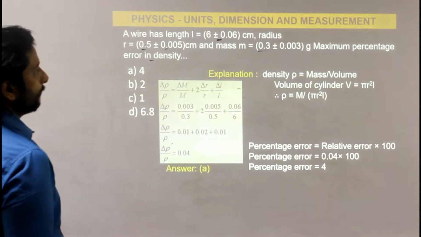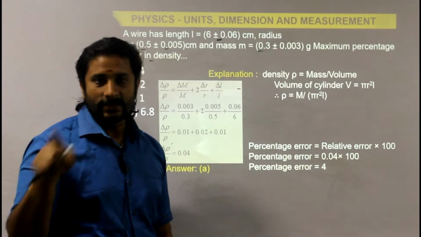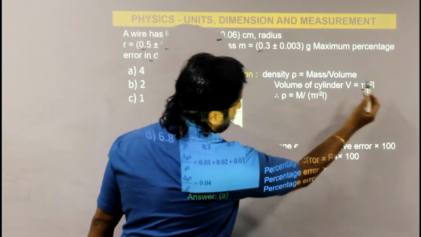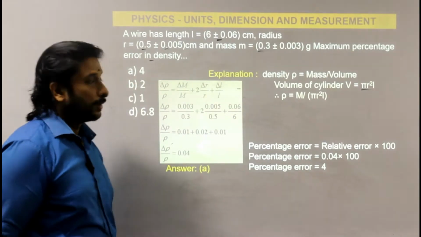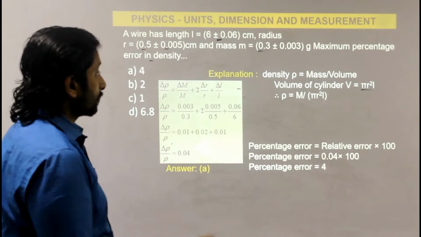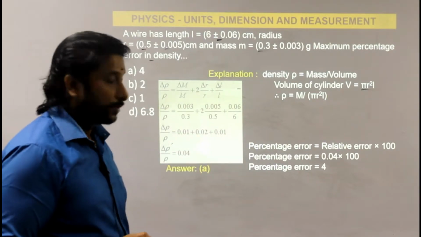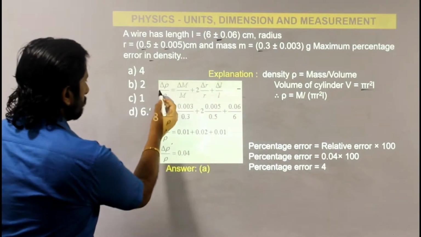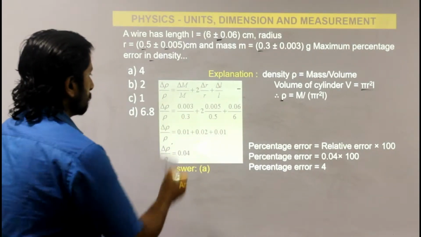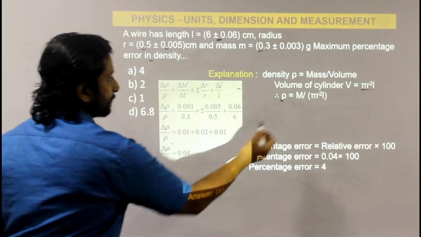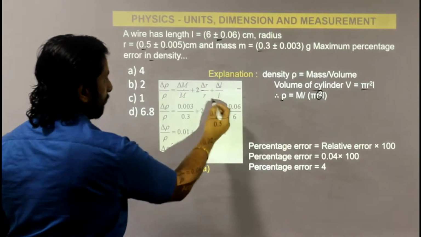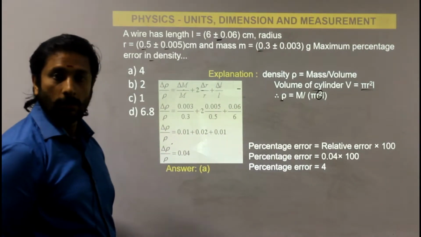Obviously, density is equal to mass divided by volume. Since it's a wire, the volume of the cylinder is pi r square into L. So we got density is equal to m divided by pi r square into L. So taking the differentiation, we are able to get delta rho divided by rho is equal to delta M divided by M plus, since we got R square here, 2 into delta R divided by R plus delta L divided by L.